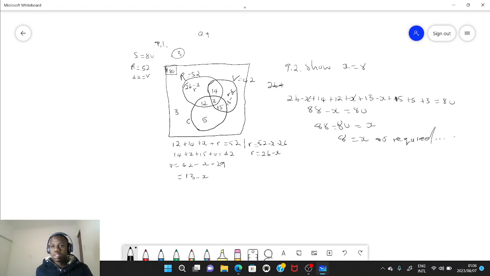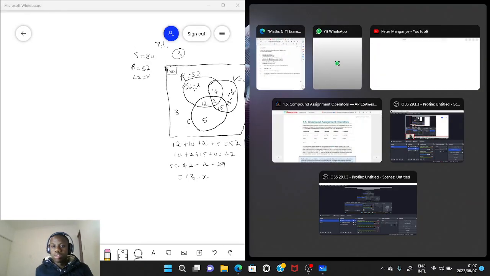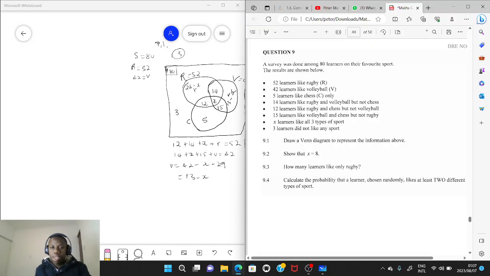Now let's continue with our equation. So we have a question here. The question reads as follows: 9.3. So 9.3 states as follows: calculate the probability that a learner chosen. No, 9.10. How many learners like rugby only?